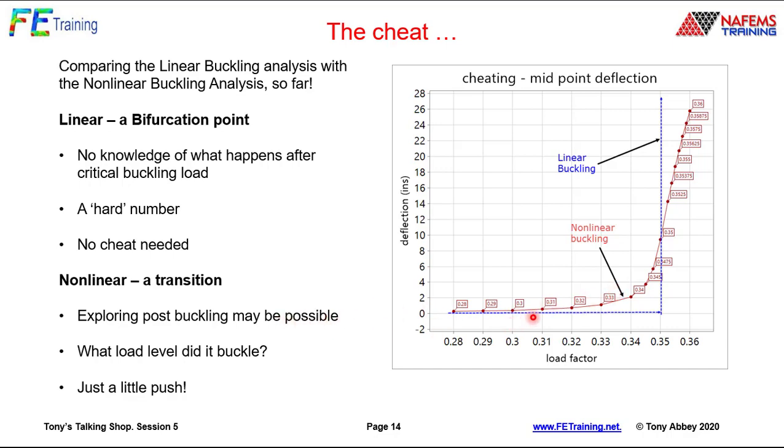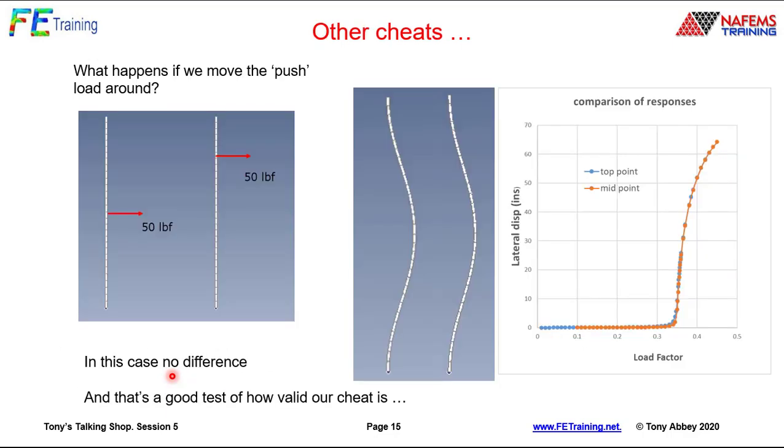But we can explore the post-buckling. But the trouble is, what load level did it buckle? That's a bit of a debatable question we'll get into. And it only took just a little push, honest. That's all we needed to do to get it to go. So thinking about that push, I call this other cheats. What happens if we push 50 pound a little bit higher up, not in the middle? Well, in fact, in this case, there's no difference. And that's a good test of how valid our cheat is.